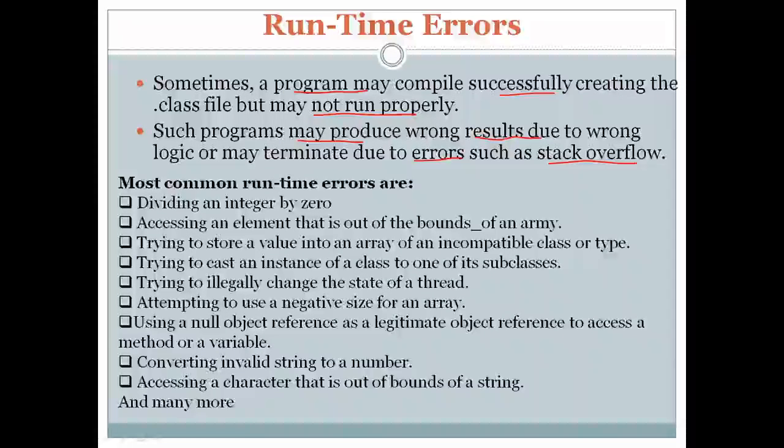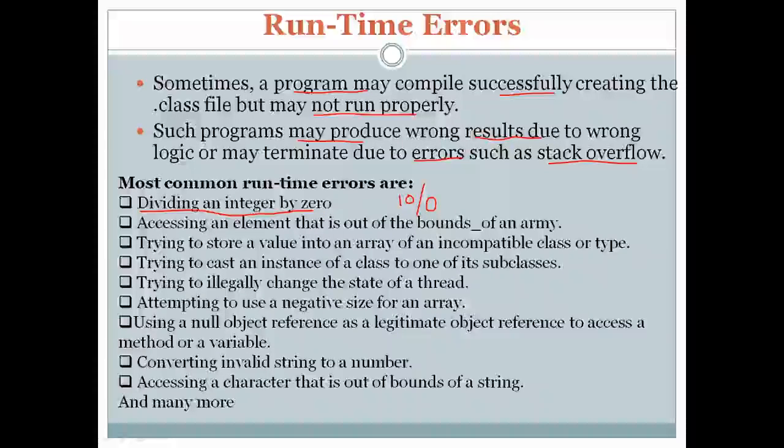There may be some errors at the time of execution of the program as well, and such errors are called runtime errors. Some of the most common runtime errors are listed here. Dividing an integer by 0, like if you are dividing a value like say 10 by 0 in the program, may lead to a runtime error. At compile time, this will compile successfully without any errors, but while executing, it may generate a divide by 0 error.